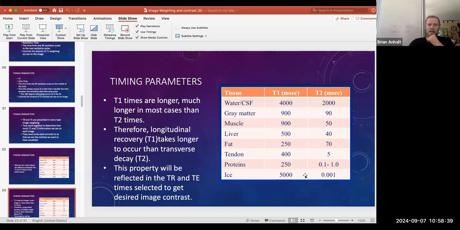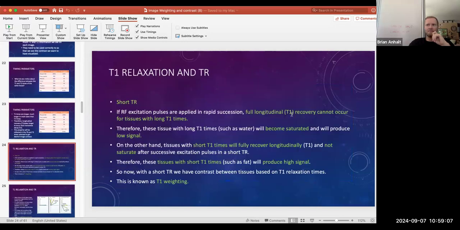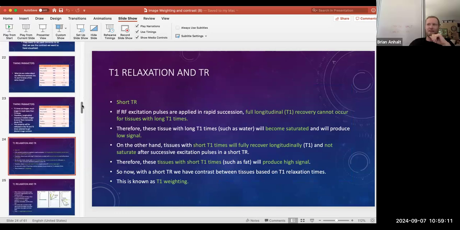Look at the difference between ice and the T1 and T2 times. I've never imaged ice before, but I kind of want to now to see if that's actually the case. I do know somebody who used to image cadavers. I don't know if they were frozen, so I'm not sure how much ice there was in there, but they stayed really still. There we go. Someone's paying attention.